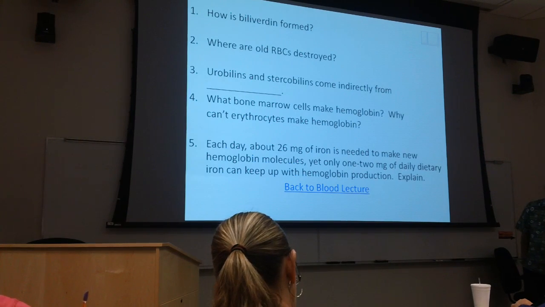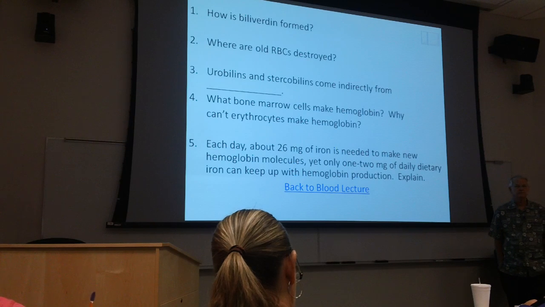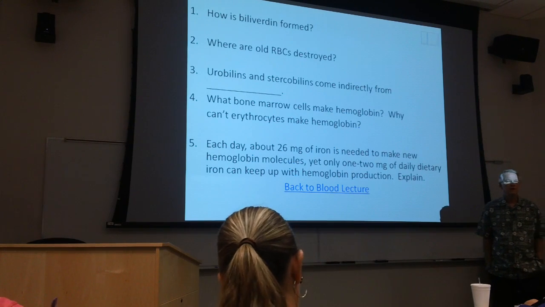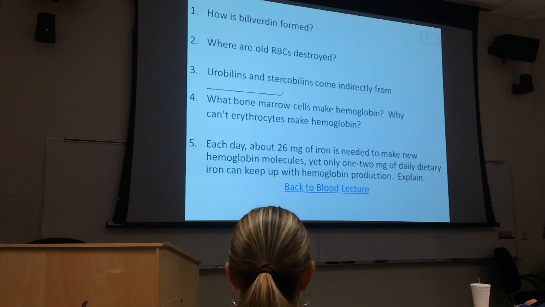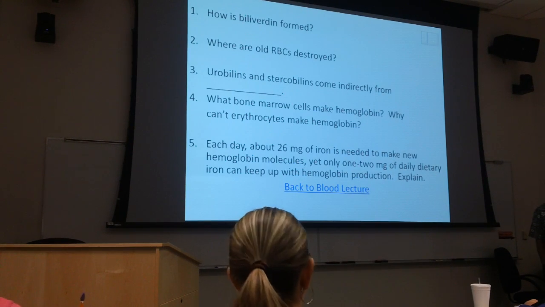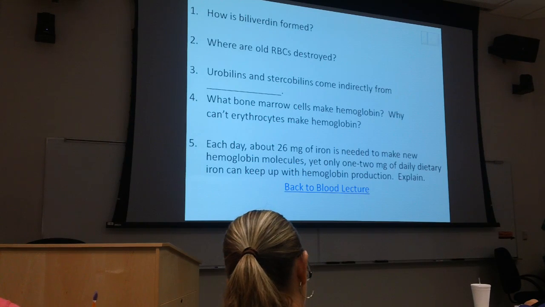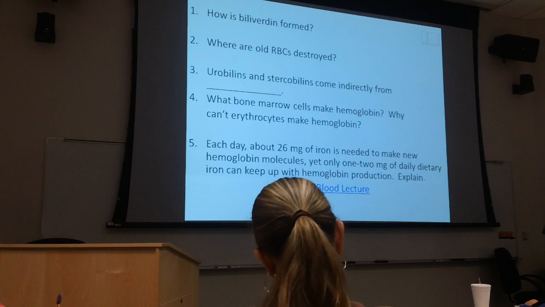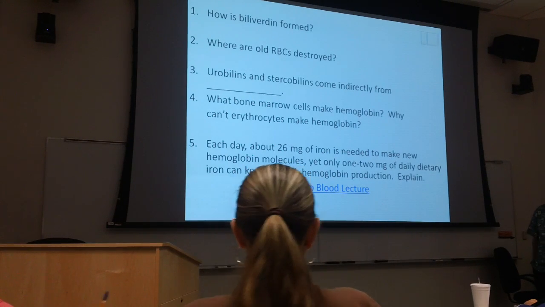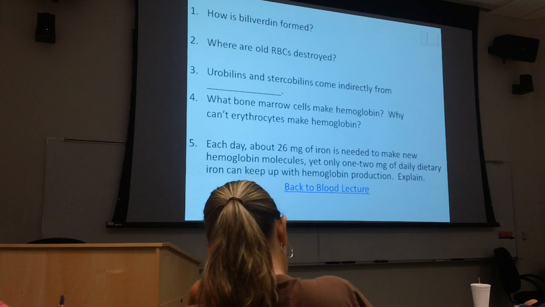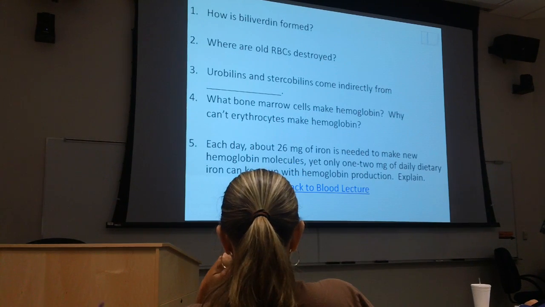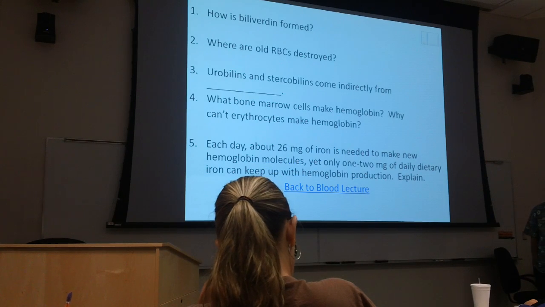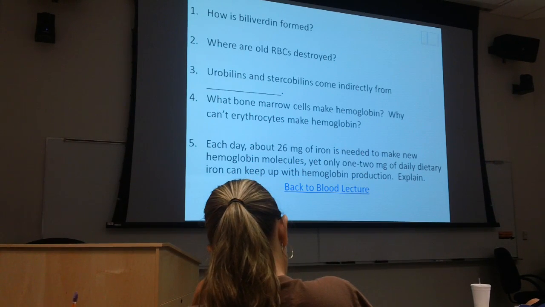Where are old RBCs destroyed in the body? Liver and spleen are the two major areas, where there are resident phagocytes that can consume these RBCs. RBCs live approximately how long? 100 to 120 days, and then they're ready to die. Some of them actually disintegrate or break apart within the blood. The majority of them are consumed by phagocytes in the liver and spleen.